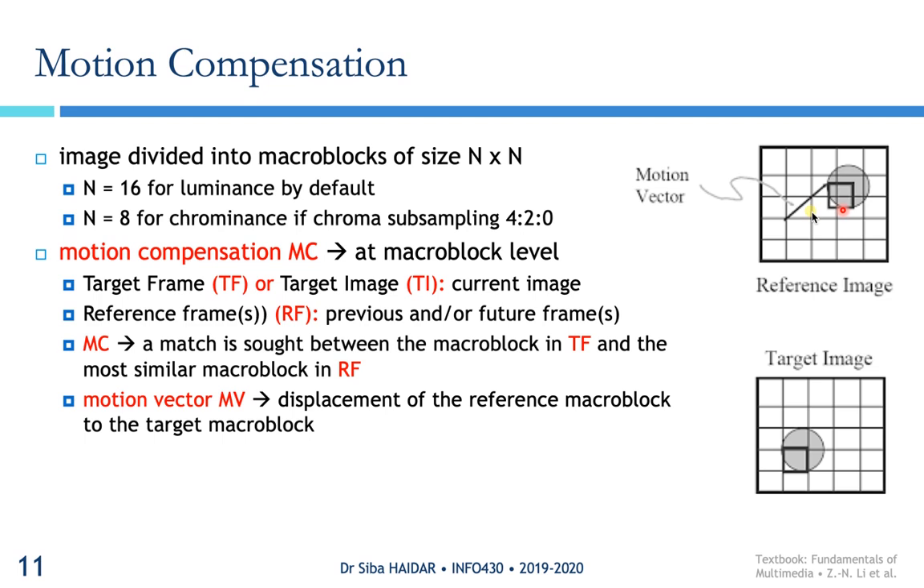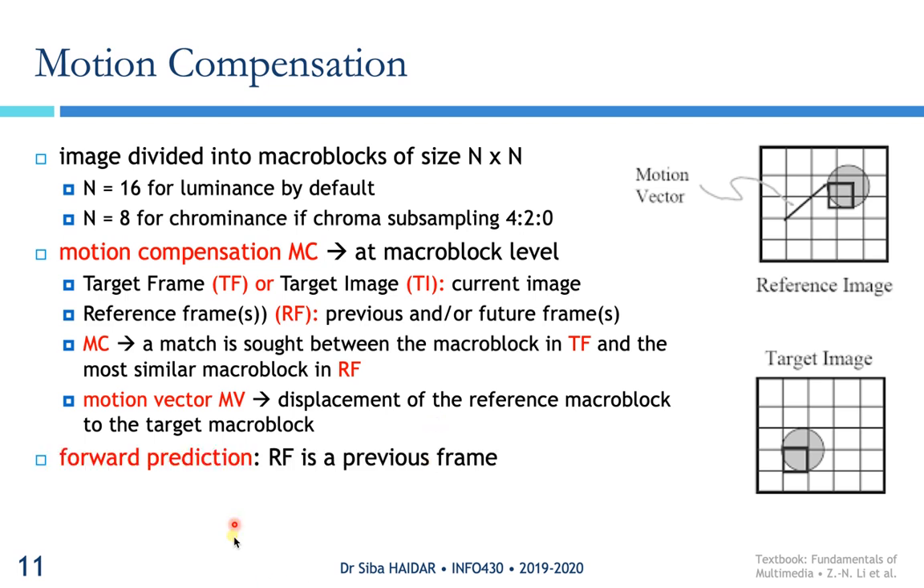I have to search them sequentially, for example, and to obtain the motion vector, MV. What is the motion vector? As you can see on this image, it is how many pixels horizontally and vertically I have to move in order to say that this macro block was here in the reference frame. So the motion vector is the displacement of the reference macro block to the target macro block.